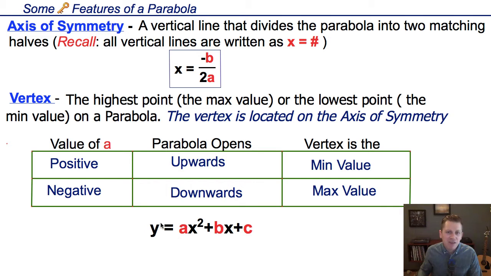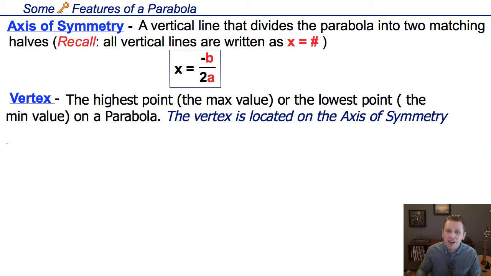If the a value in your equation is negative, that means your parabola opens down, and if your parabola opens upside down like a frown, in that case you'll have a maximum value. I like to think of negative a values in a parabola as opening down like a frown on a clown.